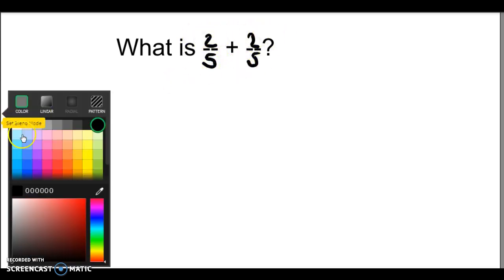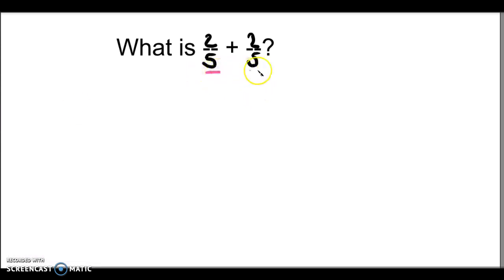And the very first thing I'm noticing about this question is that my two fractions have the same denominator. Both fractions are working with fifths. Now that's really important because it's going to impact how we approach the problem.